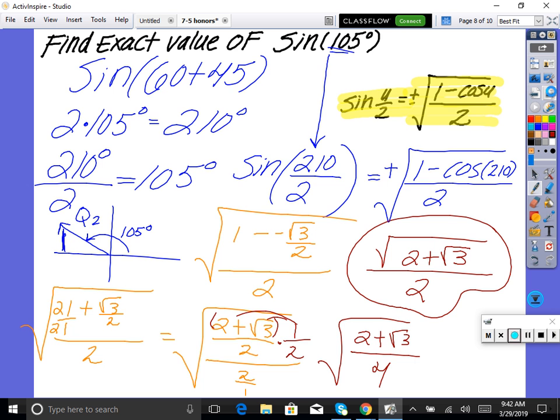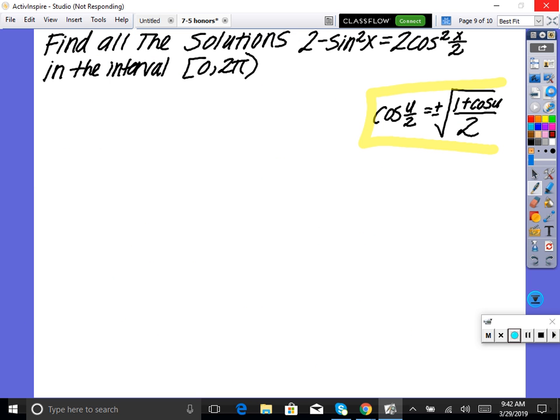Awesome. Okay, last example of the day, and then the rest of the time will be yours to work on homework. And then I'll turn on Thunder Vision. Okay, so it says find all the solutions of 2 minus sine squared x is equal to 2 cosine squared of x over 2. I would write this down. And it wants the solutions on the interval from 0 to 2 pi. Notice there's a bracket around 0 and a parenthesis around 2 pi. So we'll have to pay attention to that.